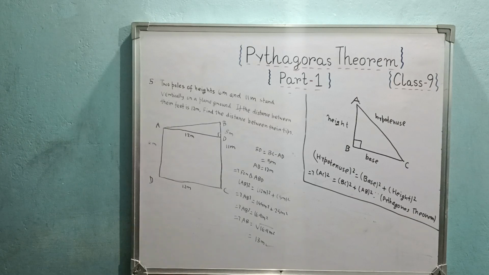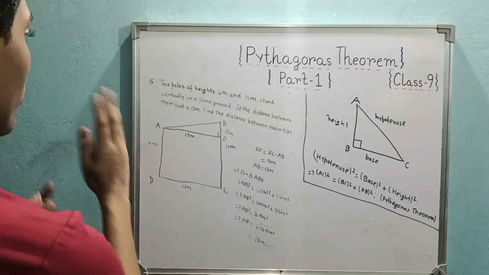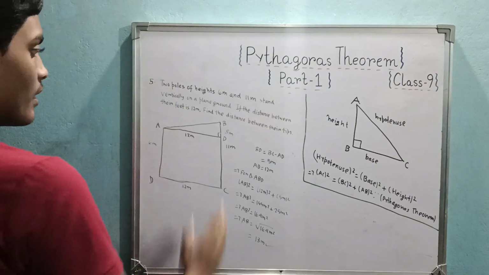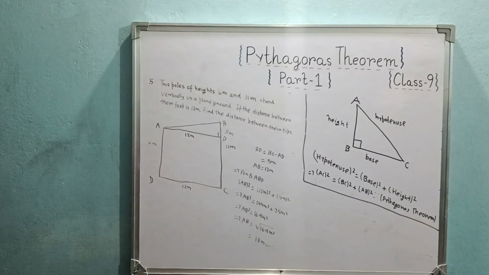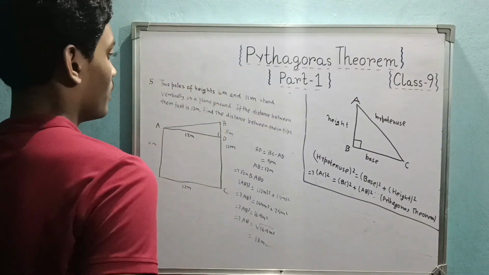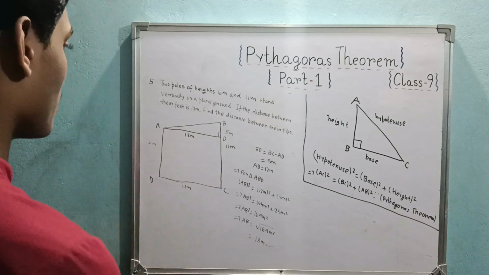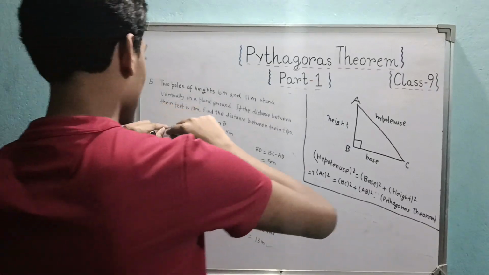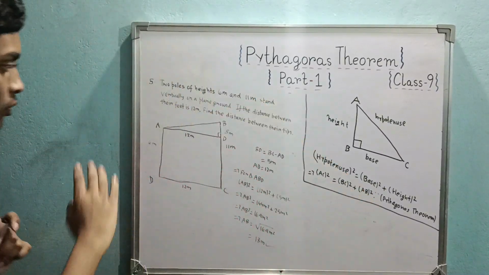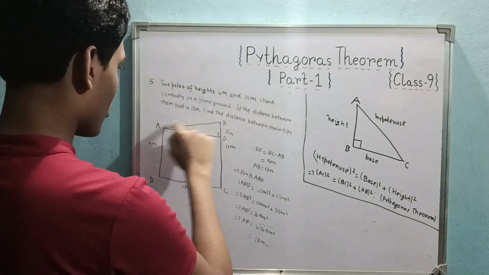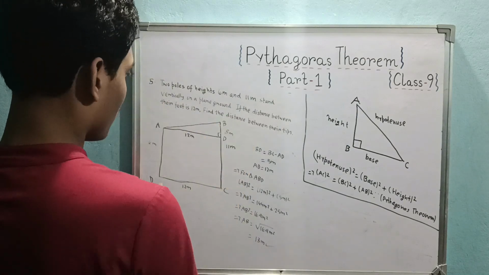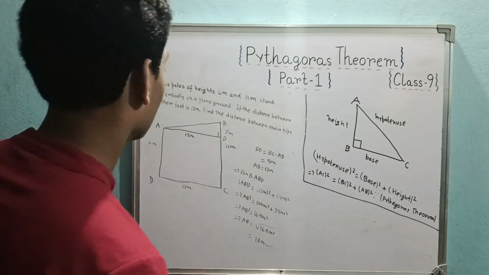That's how you have to do it. First of all, frame the diagram according to the question. Two poles are there, one side is 6 meter, one side is 11 meter, standing on the ground. The distance between the feet of the poles is 12 meter. We have to find the distance between the tips. It looks like a trapezium.